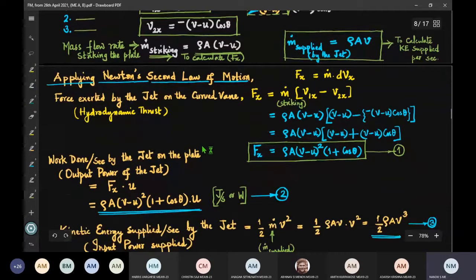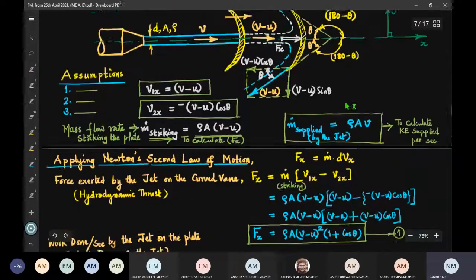So now applying Newton's second law of motion, we are familiar with these expressions. Fx, the force exerted in the x direction, is the mass flow rate striking multiplied by the change in velocity in the x direction, that is m dot into dvx. So that is m dot into (v1x minus v2x). v1x is the velocity of the incoming jet in the x direction, the striking jet just before impingement, which in our case is v minus u.